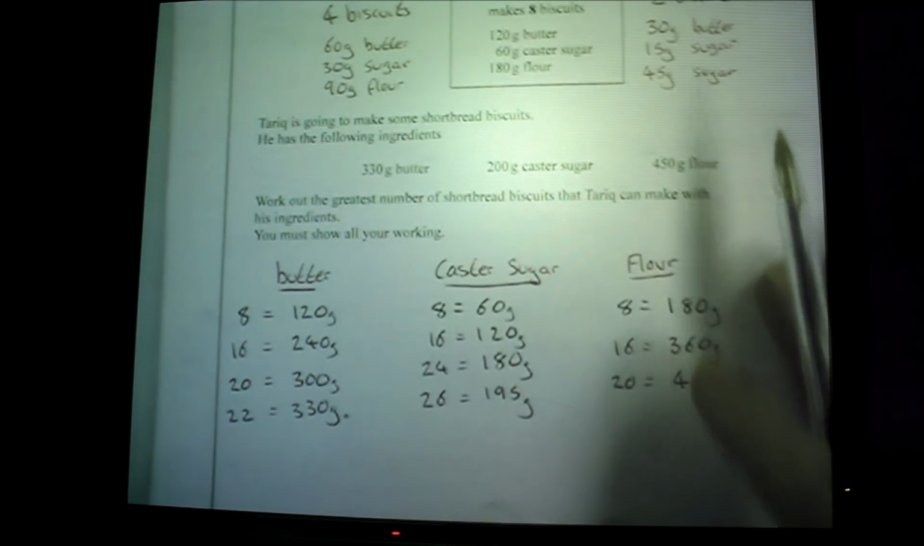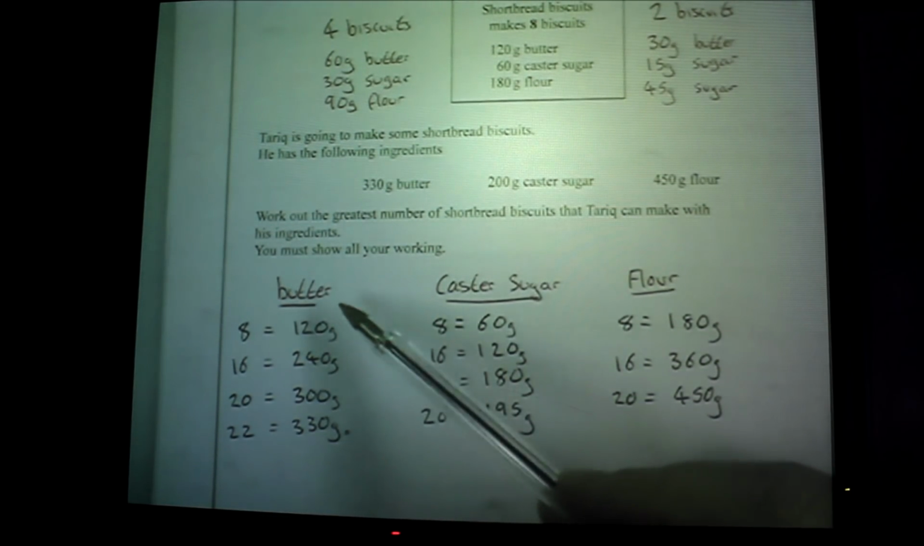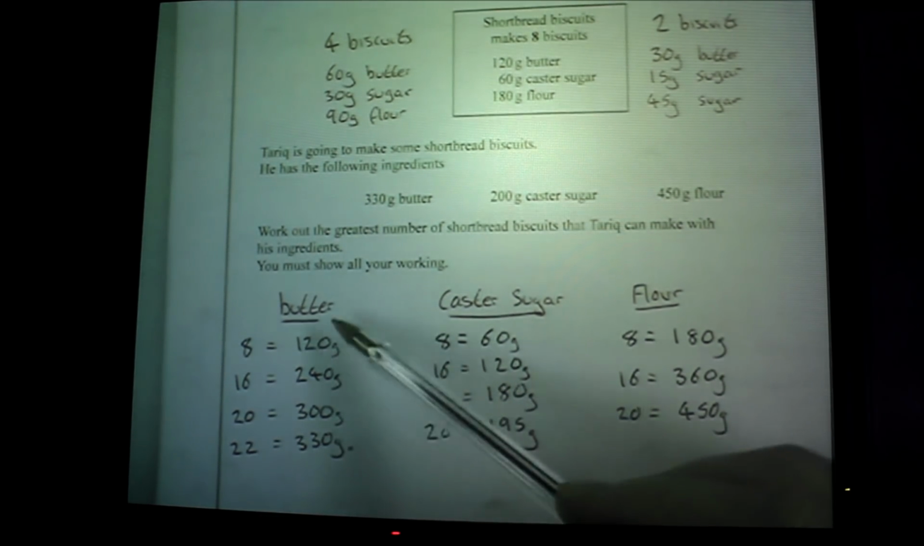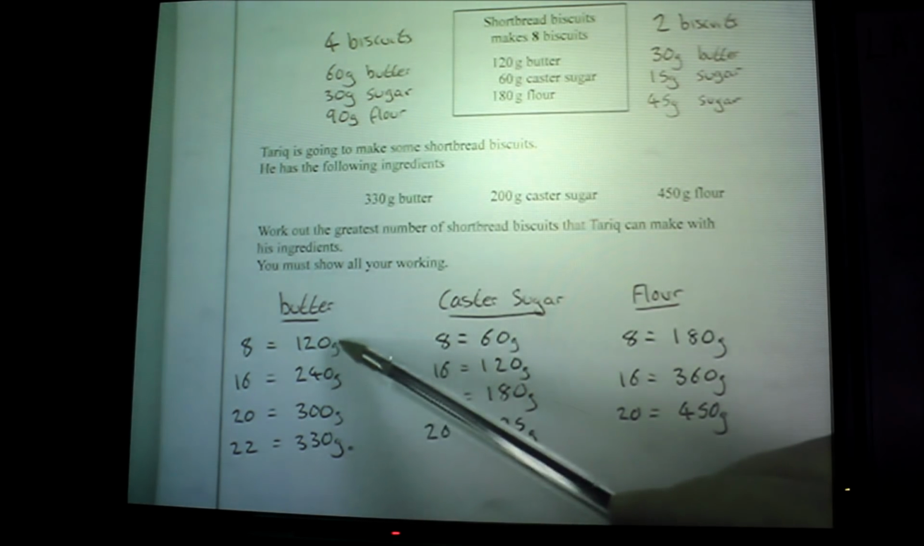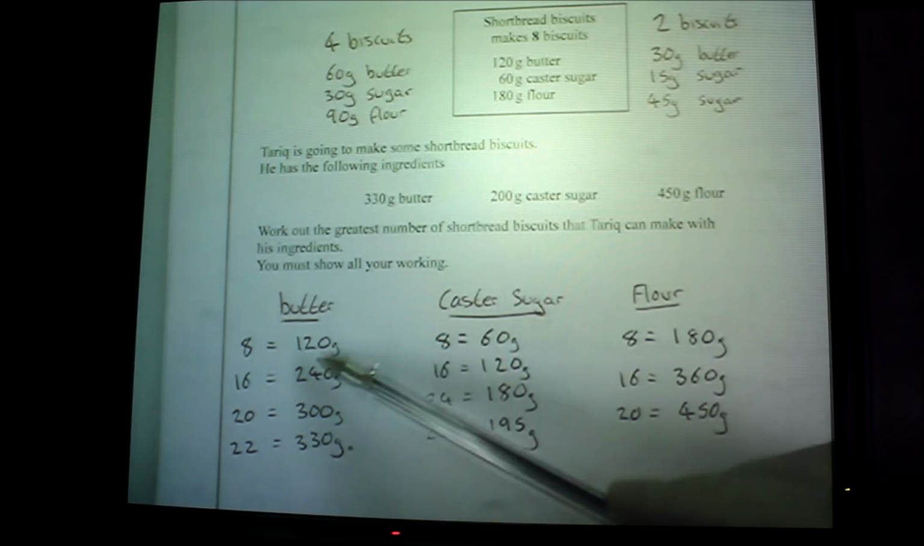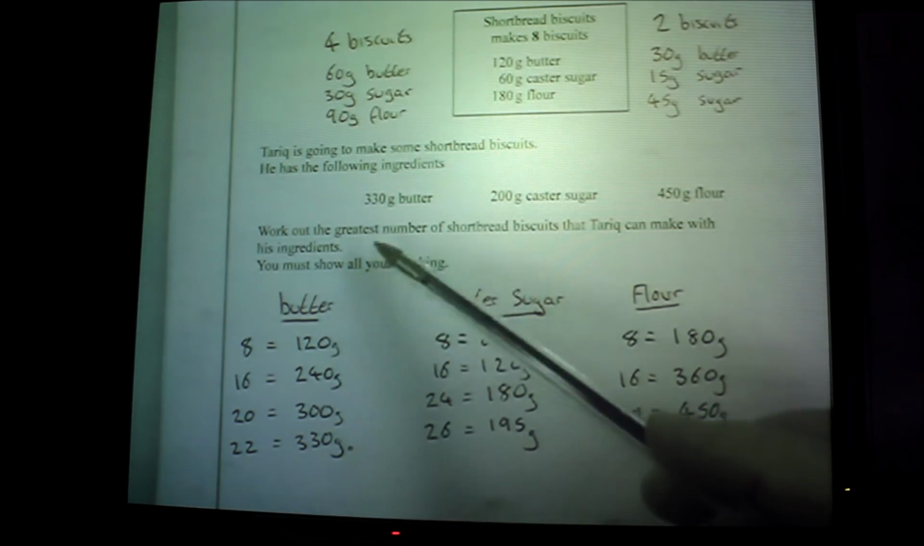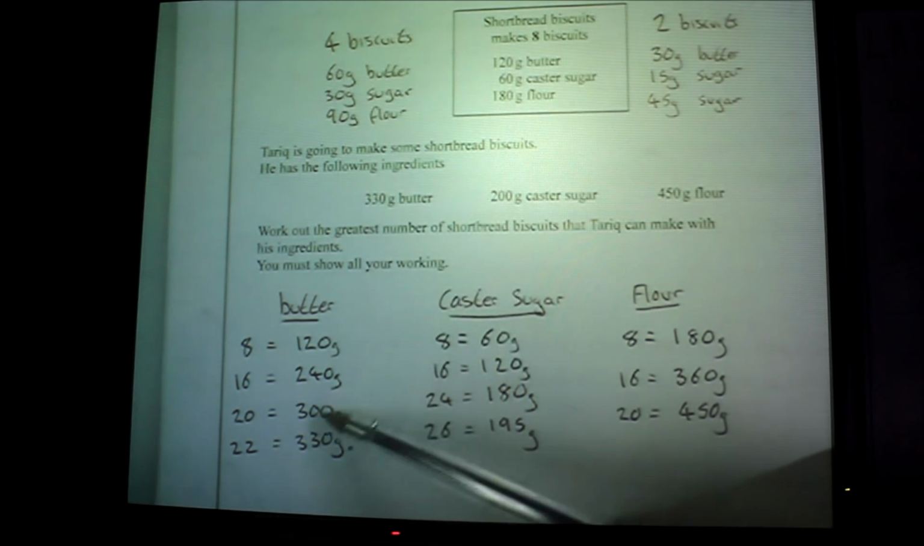So all I did was, I looked at how much butter he would need and how many we can make, and for 8 biscuits he needed 120 grams, so great, he can do that. For 16 biscuits he'll need another 120 grams, so 240 in total. Fab, and he's got loads of it left, look.